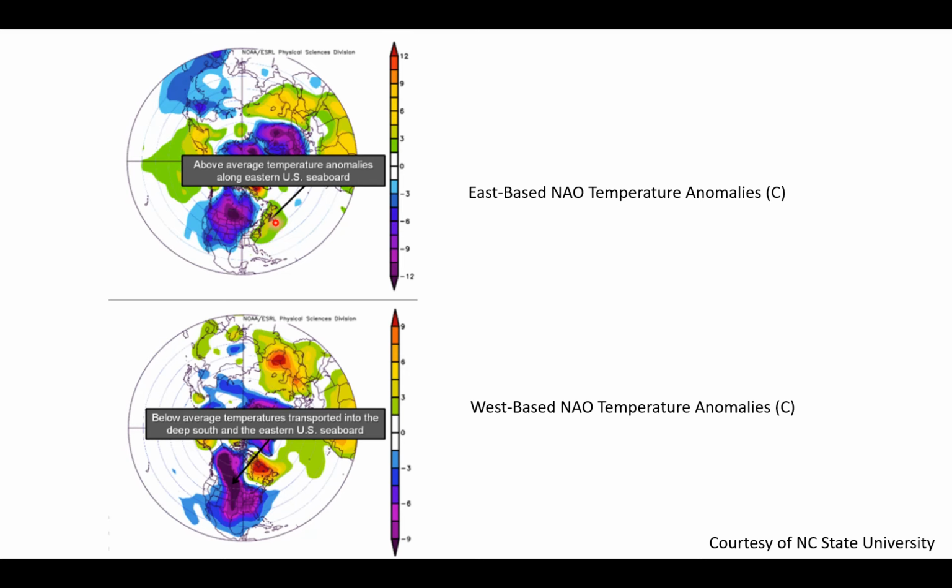It's remaining above normal as far as temperature anomalies with the east-based negative NAO. With a west-based negative NAO, here are your anomalies in the bottom left. And look at this. Look how far east these colder than normal temperatures get all the way to the east coast of the United States.